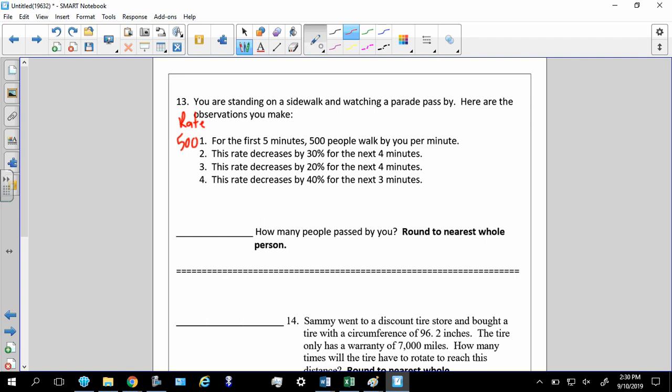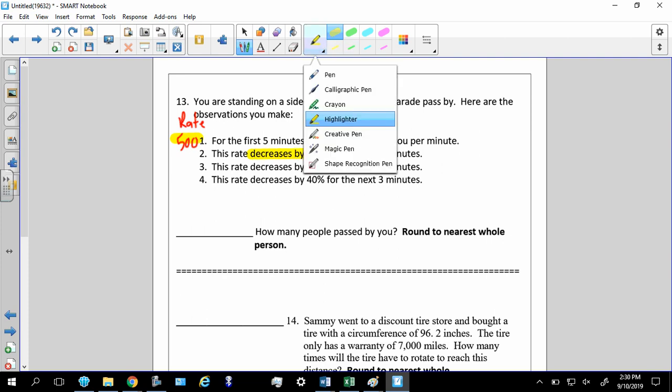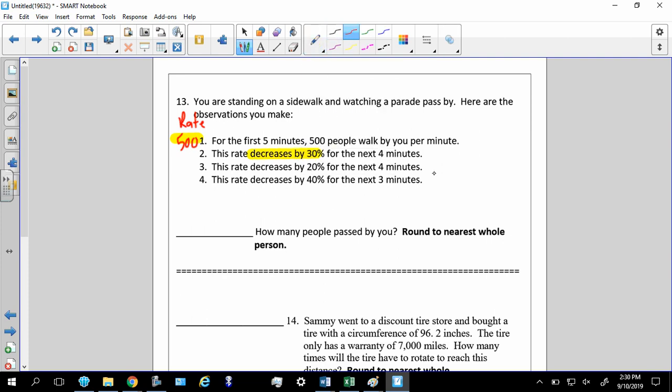I'm going to take my rate. I'm going to highlight it just because I can. And I am decreasing by 30%. So off to the side. Now, when you do this, do it neatly. Don't write all the way over here. All right, that just makes things confusing. Write it off to the side. All right, so 500 times 30%. I believe that ends up being 150. And then you subtract from 500. That gives you 350.